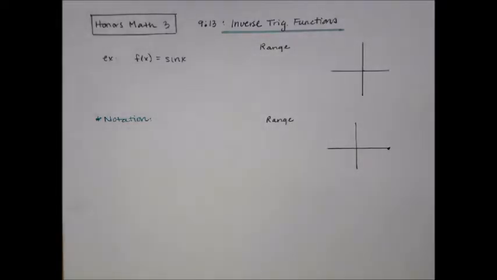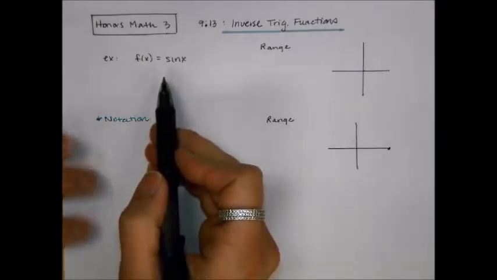So what we've done so far with inverse functions is learned that they're reflections over the line y equals x. And if we want to solve for an inverse function, we switch x with y and solve for y. And then we also know that because we're switching x and y, we're switching the domain and the range. So I'm going to start here by solving for the inverse of sine.